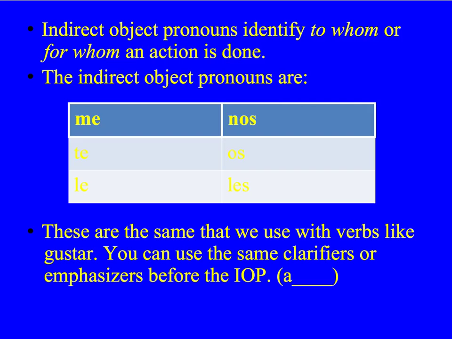The indirect object pronouns are me, te, le, nos, os, les. These are the same pronouns that we use with verbs like gustar, and just like when we learned verbs like gustar, you can use the same clarifiers or emphasizers before the indirect object pronouns. So for example, before me you could put a mí, a ti, a él, a ella, a usted, a nosotros, a vosotros, a ellos, a ellas, a ustedes.